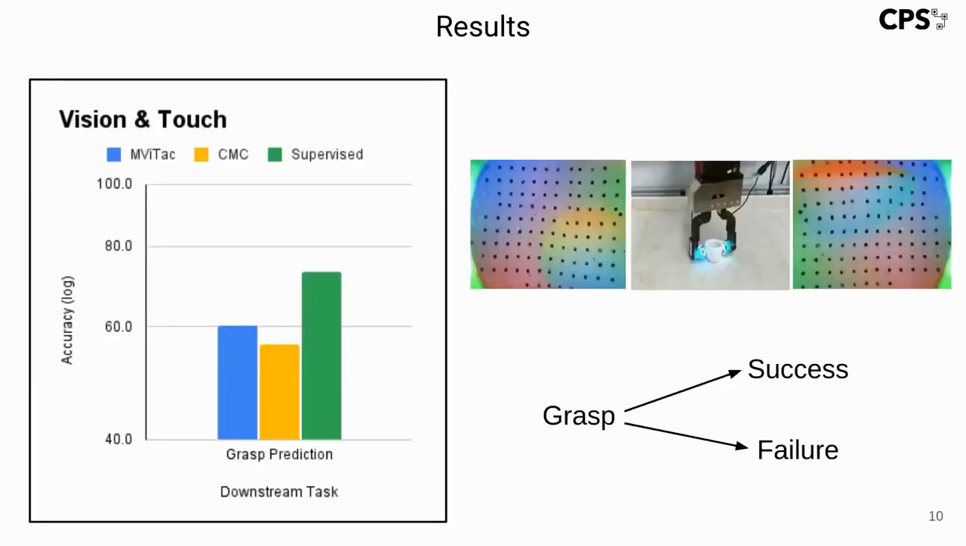In our study, we utilized the Calandra dataset for grasp predictions involving 2 tactile images and a single visual image, with the goal of predicting the success of grasp. We compared our method with contrastive multi-view coding and supervised learning approaches. Our method significantly surpasses CMC, a self-supervised method. However, it still lags behind the supervised learning approach, an area for further investigation.